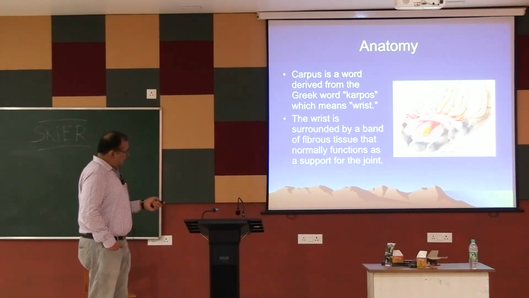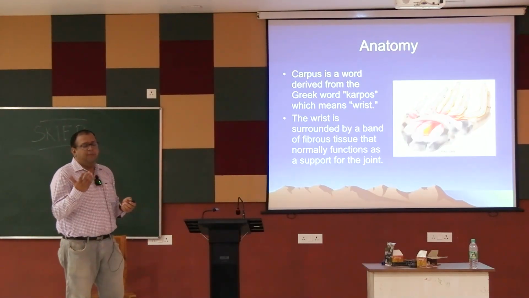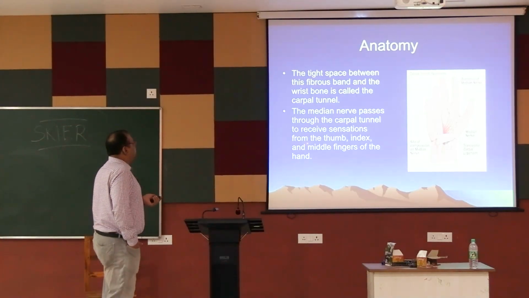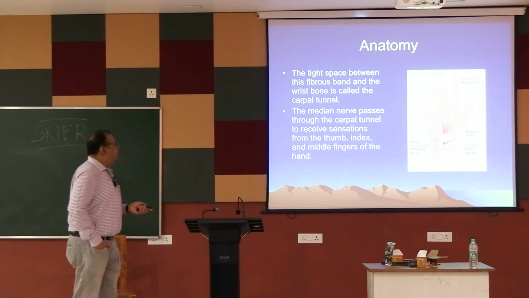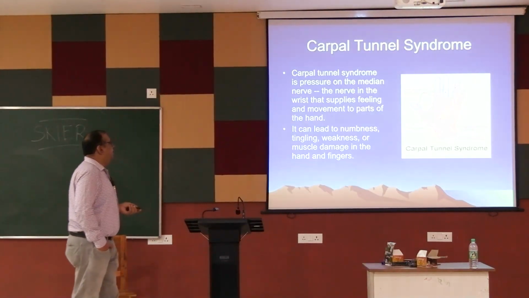The median nerve. What is carpal tunnel syndrome? If the median nerve gets compressed under this fibrous tunnel, this causes tingling numbness of the hand because the nerve is being compressed. So the median nerve passes through the carpal tunnel to receive sensations from the thumb, the index and the middle fingers. So this is the supply of the median nerve, the thumb, the index finger, the middle finger and a part of the ring finger. This comes through here. This is the fibrous band, which is the site of compression of the median nerve, right? Carpal tunnel syndrome. This is the transverse carpal ligament, and underneath it is passing the median nerve.